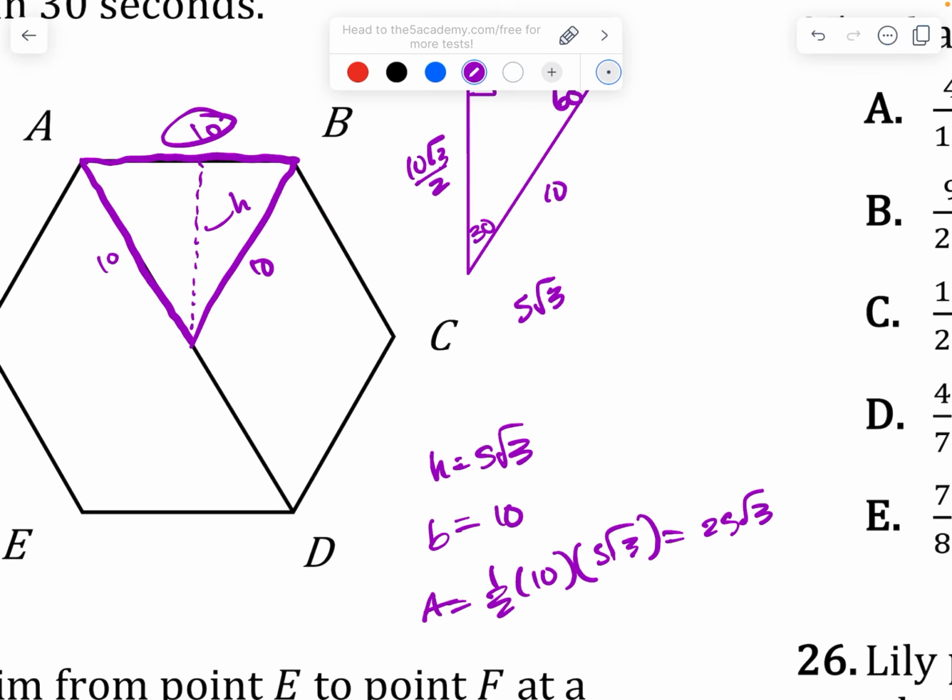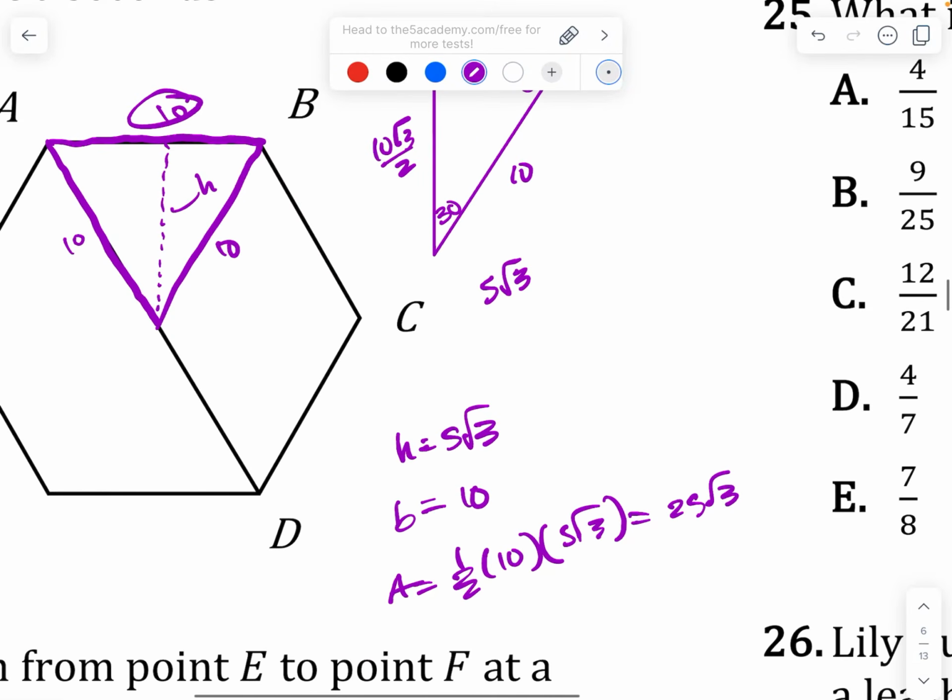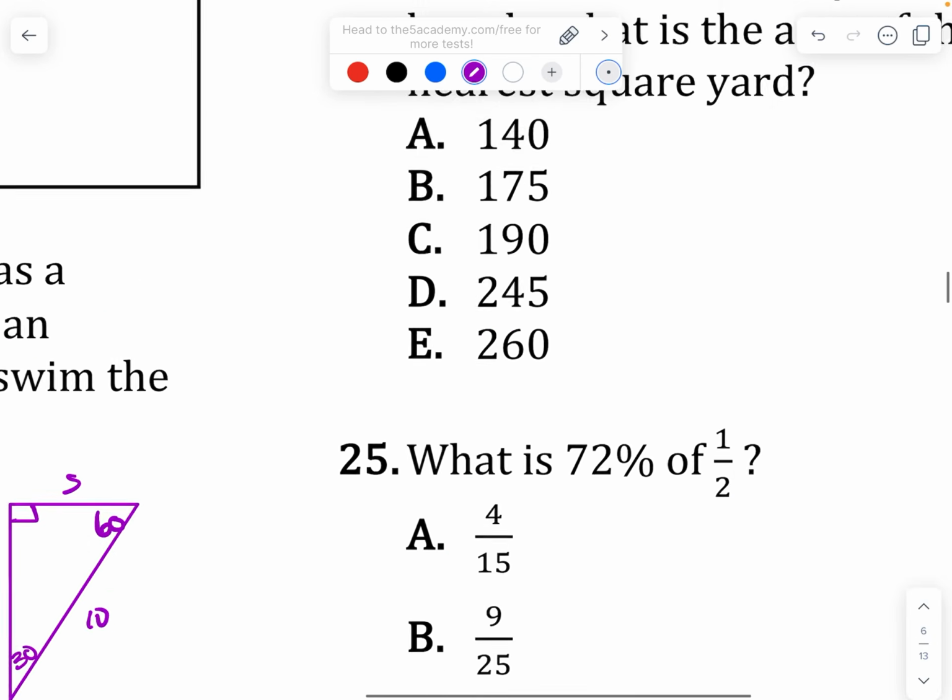The answers are not given in this form, or sorry, that's the area of one triangle. Now we're going to multiply that by 6. So 3 to the 0.5 times 25 times 6, 260.